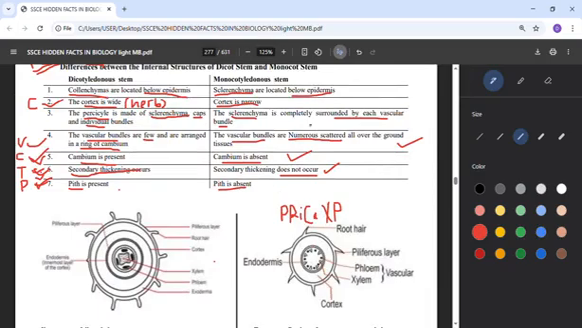Then pericycle is made of sclerenchyma. If you remember, PS, PlayStation, pericycle is made up of sclerenchyma. But in this one, sclerenchyma is surrounded by vascular, like I said, savior. Sclerenchyma is surrounded by the vascular bundle. So that's for that one.